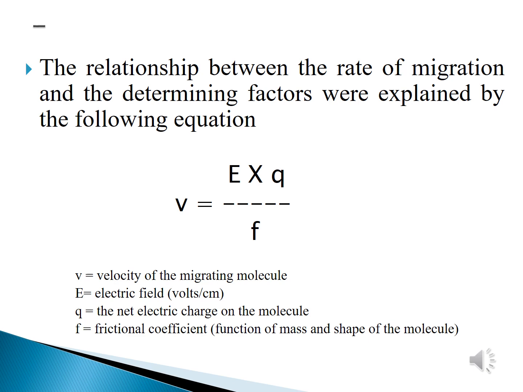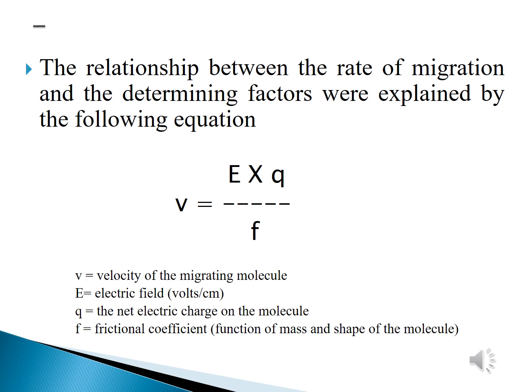V is equal to E into Q by F. V is the velocity of the migrating molecule, E is the electric field in volts per centimeter, Q is the net electric charge carried by the molecule, and F is the frictional force experienced by the molecule during separation.